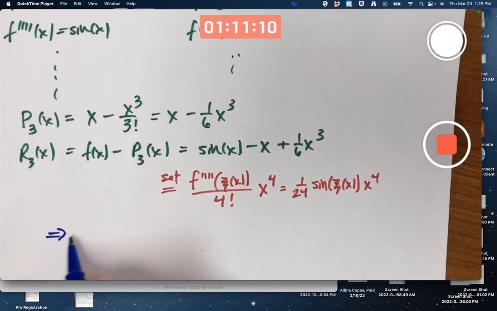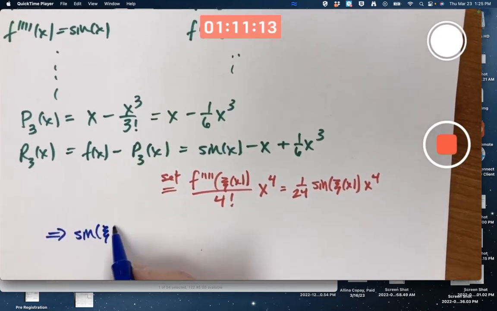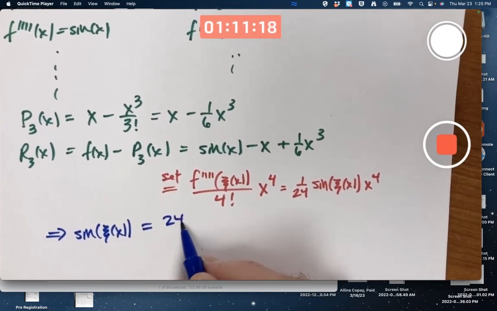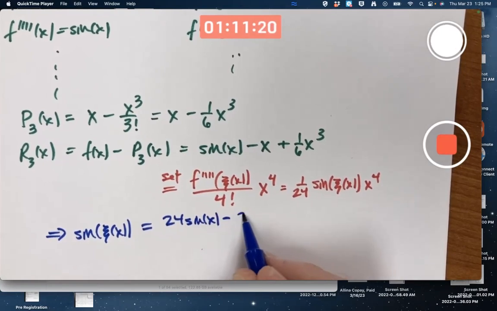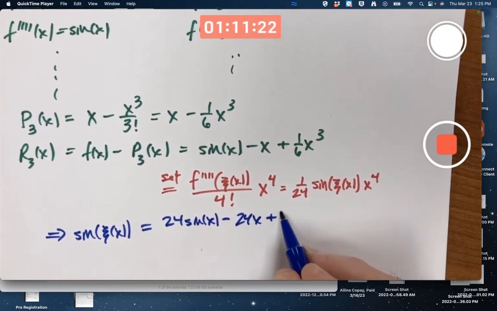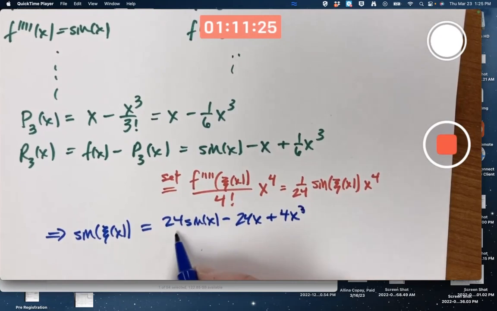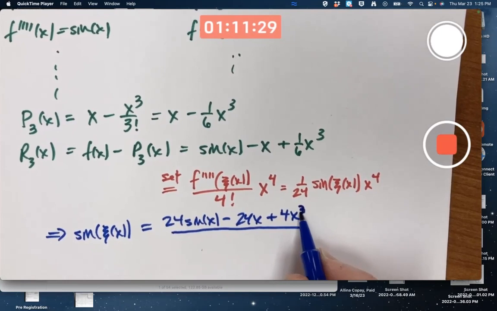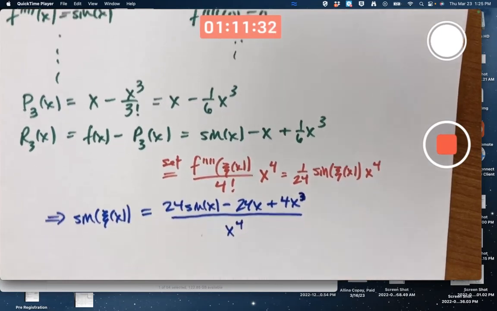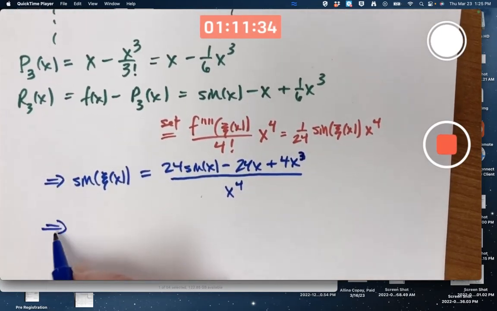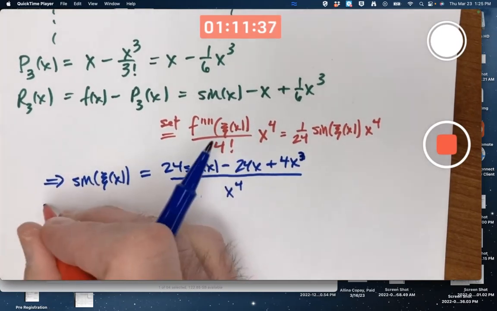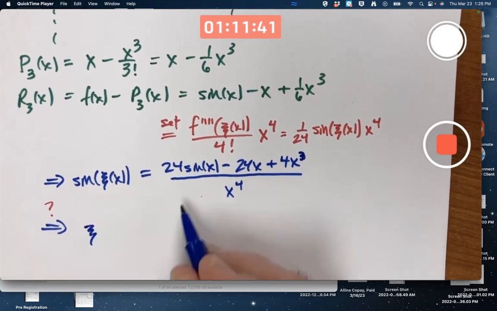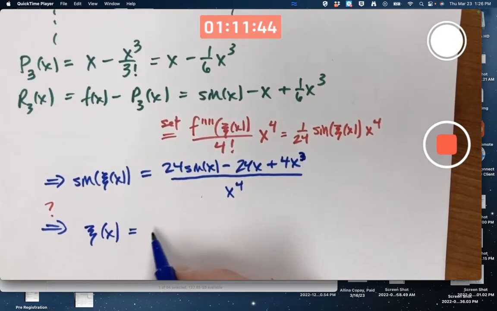This implies the sine of c of x would be 24 sine x minus 24 x plus 4 x cubed, right? Because 24 times 1 sixth is 4. All divided by x to the fourth. And would this mean, maybe big question mark here, that c of x is the inverse sine of that thing? Arc sine?